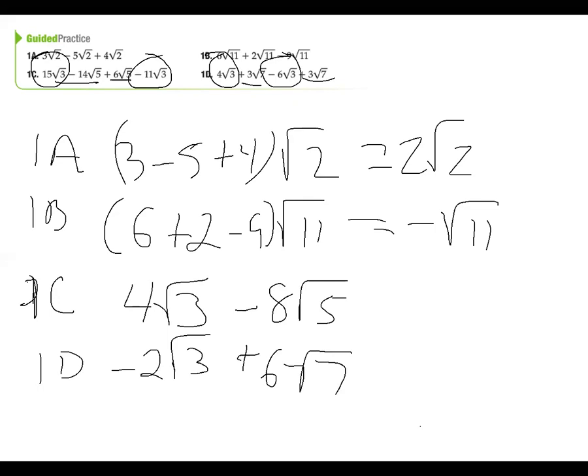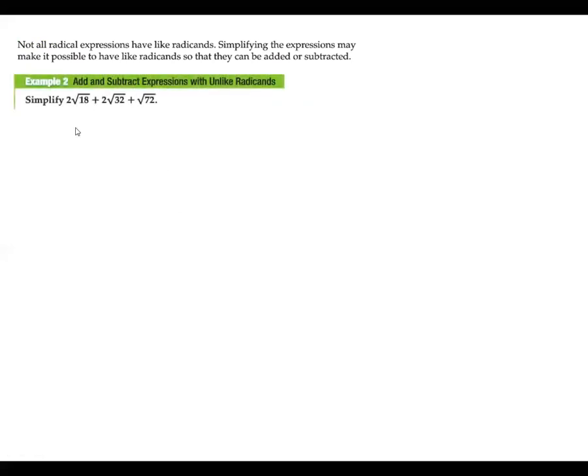All right, pretty cool stuff there. Not all radical expressions have like radicands. Simplifying the expressions may make it possible to have like radicands so they can be added or subtracted. So let's look at this one. Simplify 2 square root 18 plus 2 square root 32 plus square root 72.